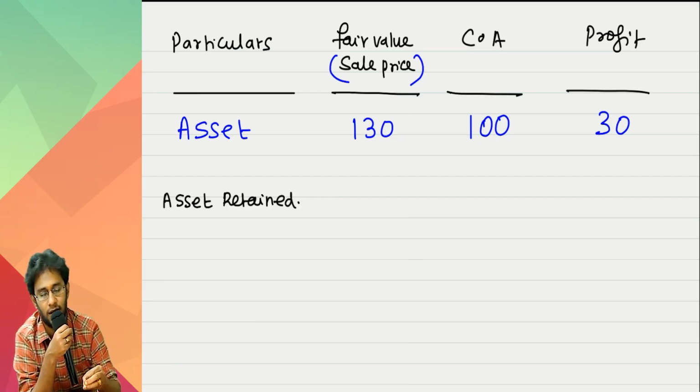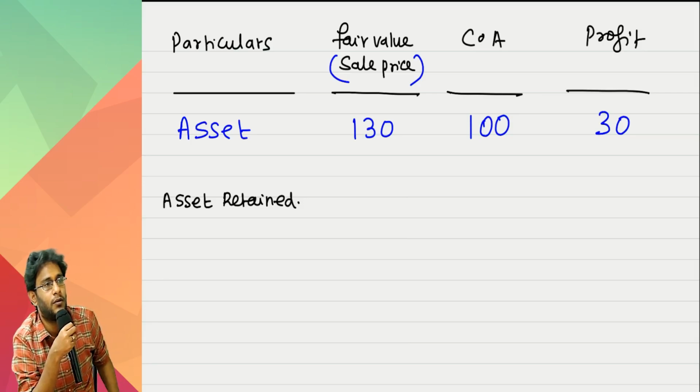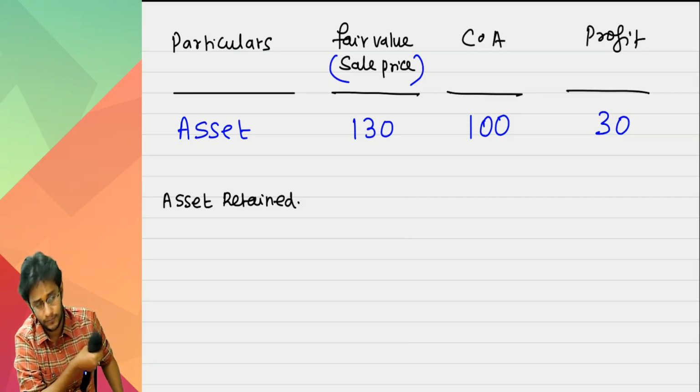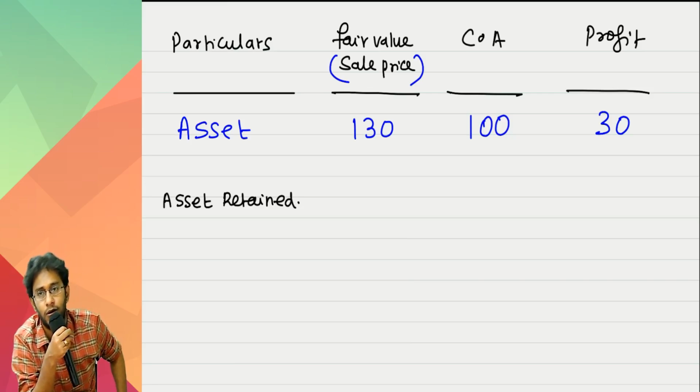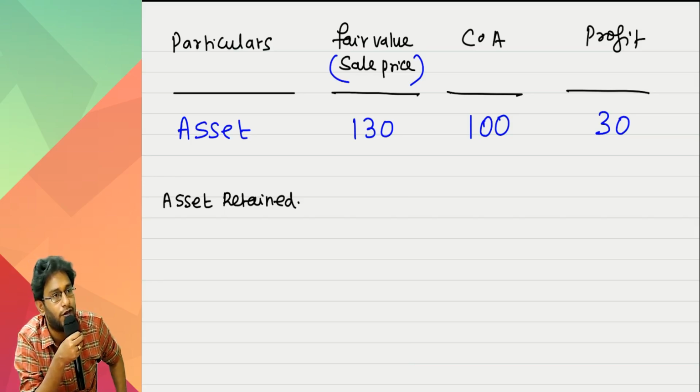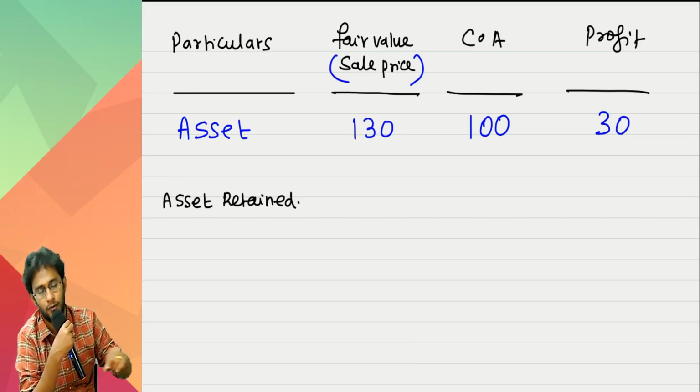I want the fair value of the asset retained. How will I know this? When you lease the asset back, what is the entry you are writing? ROU asset account debit to lease liability. The entry is passed with which amount? Present value of lease payments, other than fair value.